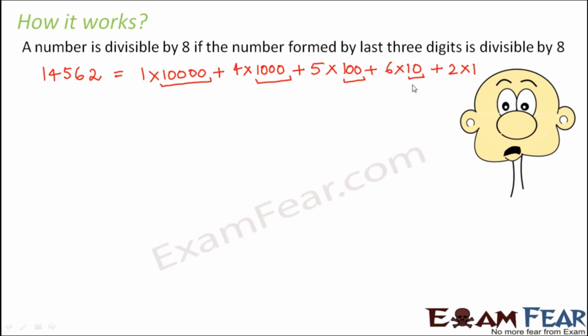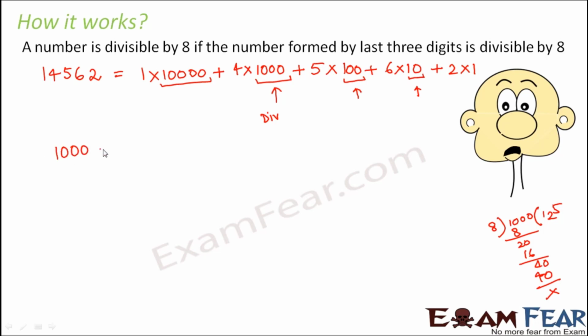Now, do you think that 10 is divisible by 8? No. Do you think 100 is divisible by 8? No. Do you think 1000 is divisible by 8? If you want, you can quickly do the actual division and find out. So what do you see? 1000 is exactly divisible by 8. So now this 1000 is divisible by 8. That means any multiple of 1000 will be divisible by 8, right?